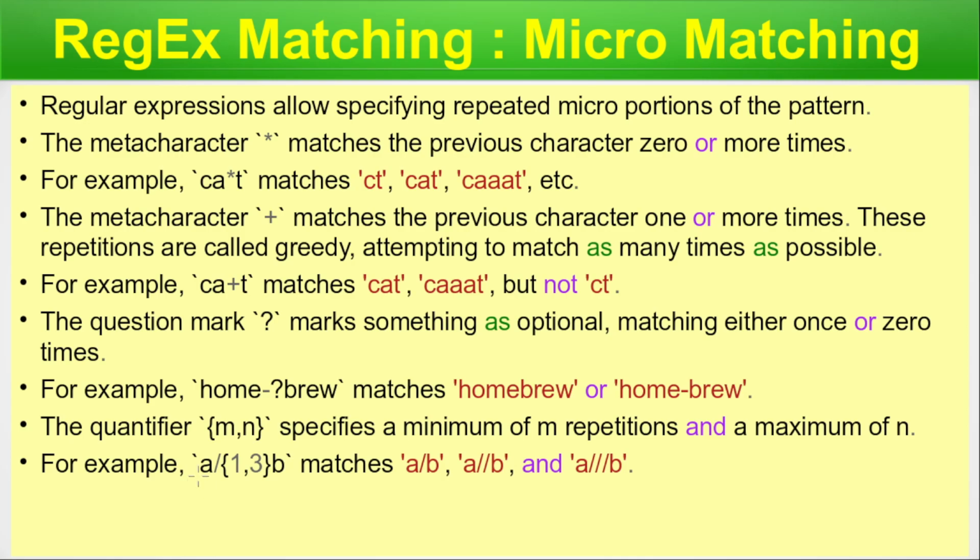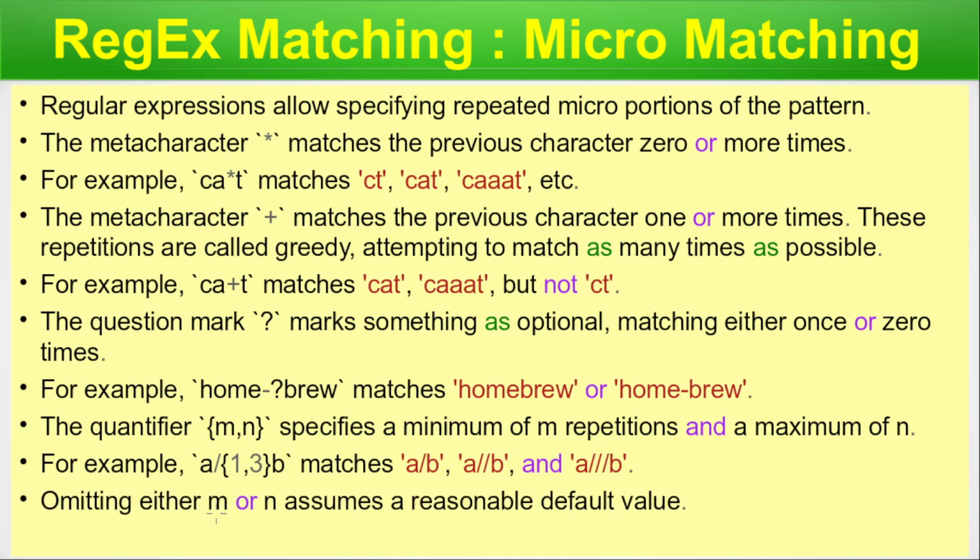For example, a forward slash {1,3} matches a slash b, a double slash b, and a triple slash b. That means we can match 1 time, which is this one. In between 1 and 3 there is 2, this is 2, and the last one we restricted to stop here, 3, so it can match this.